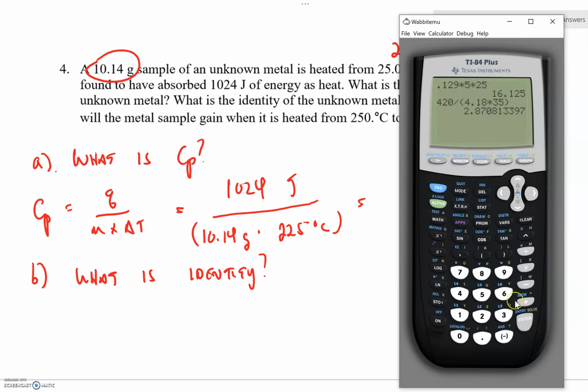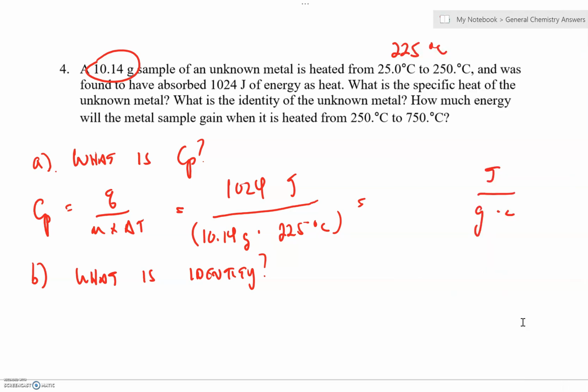Let's bust out our calculator and we'll say 1024 divided by, I'm going to put these in parentheses, 10.14 times 225. Here's our answer. Let's call that 0.4488. We'll round that to 0.449 joules per gram degree Celsius.